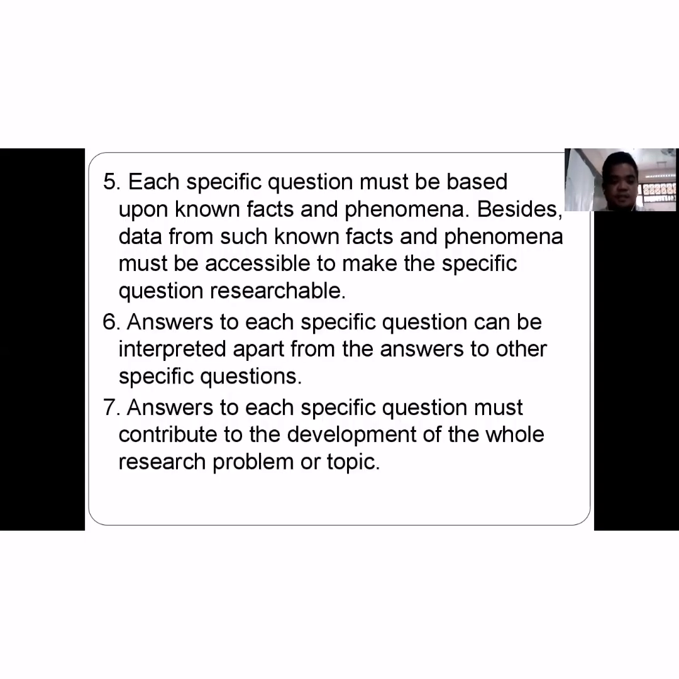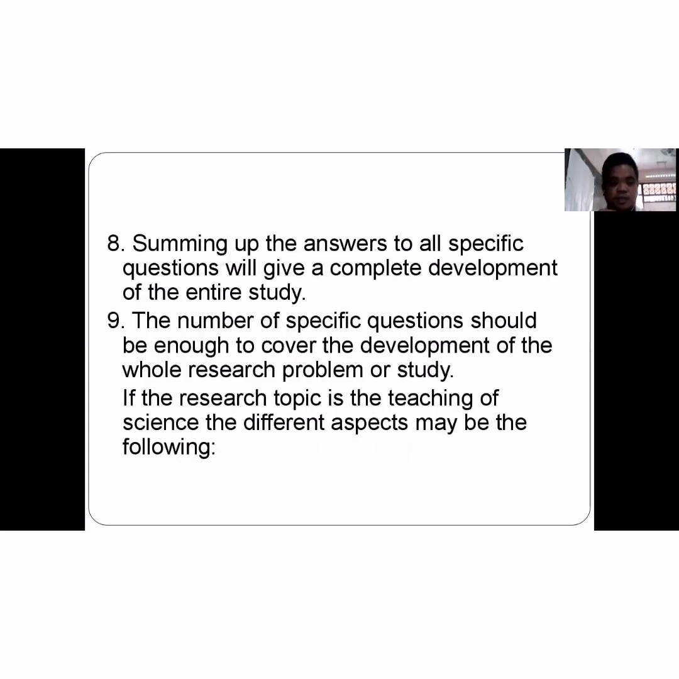Number 5, each specific question must be based upon known facts and phenomena. Besides data from such known facts and phenomena, it must be accessible to make the specific question researchable. Number 6, answers to each specific question can be interpreted apart from the answers to other specific questions. And number seven, answers to each specific question must contribute to the development of the whole research problem or topic. Number eight, summing up the answers to all specific questions will give a complete development of the entire study, and the number of specific questions should be enough to cover the development of the whole research problem or study.